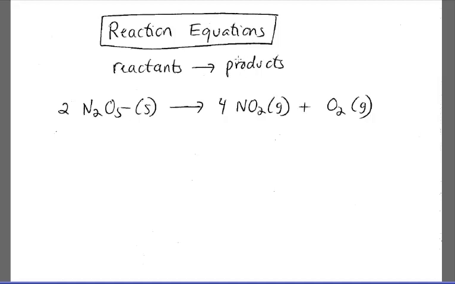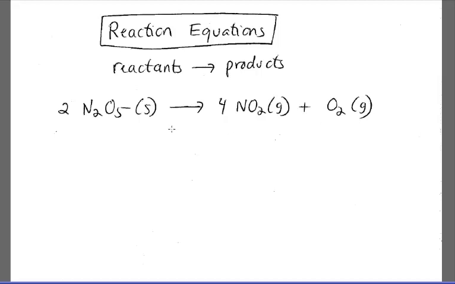When we talk about chemical processes, we talk about reaction equations. And when we do that, we write them as reactants, in other words, beginning substances, an arrow, and products, or ending substances. So here's an example of a reaction equation, and I want to point out a few parts of it.